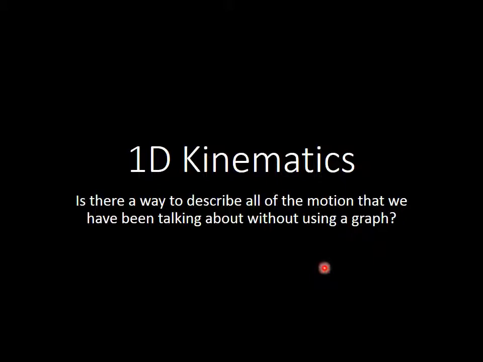Remember that we're still talking about kinematics in terms of only going in one direction, either up and down, or right and left, or forward and backwards. But we're not really talking about it traveling in any of those simultaneously. And so when we're looking at this, we've been talking for a while about using graphs to describe motion. And so, what happens if they don't give us a graph? Is there a way that we can describe all that motion that we've been talking about without using a graph?